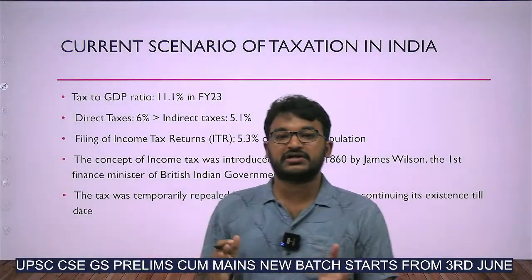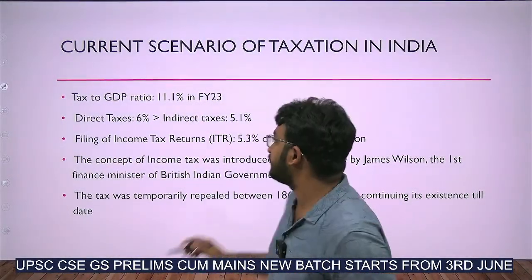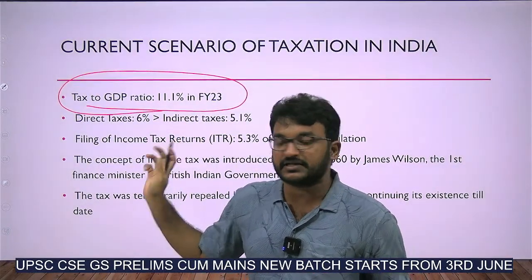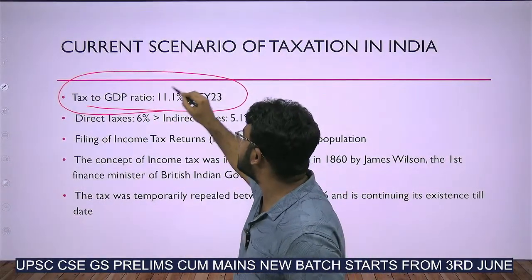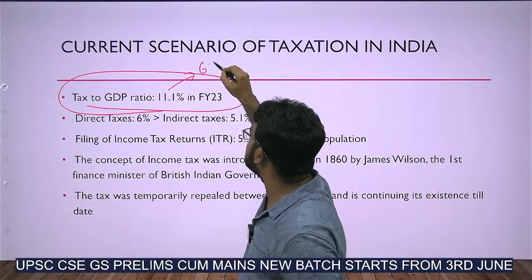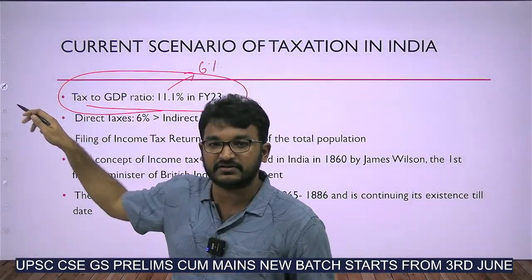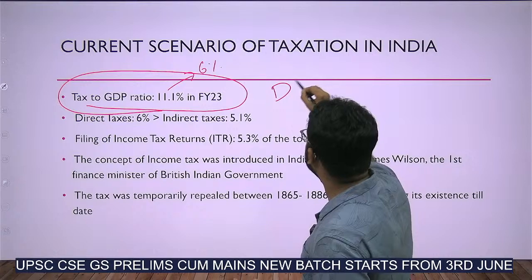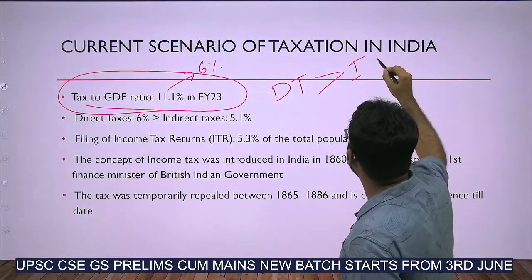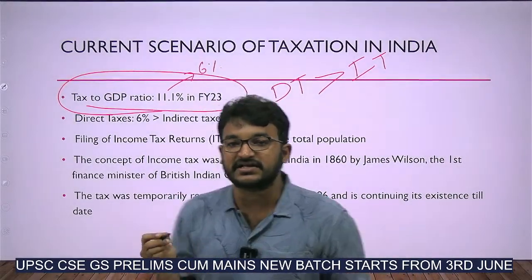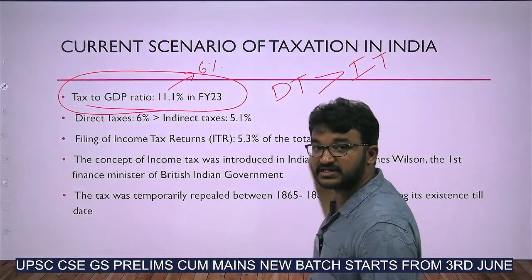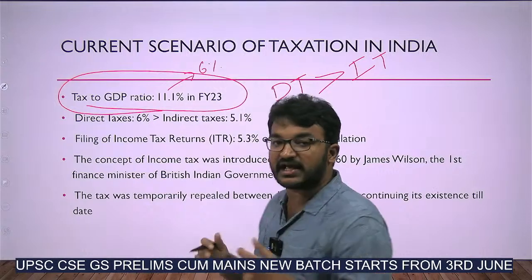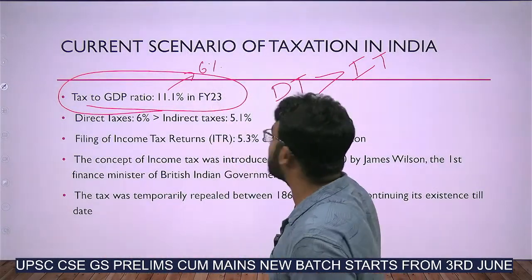And to know about the different taxation in the current scenario, presently the tax to GDP ratio is 11.1% in financial year 2023. Out of this 11.1%, direct tax is 6.1%, around 6%, as we had seen in the earlier slide. So it is clear that in India, direct tax is greater than indirect tax. Income from direct taxation is always greater than income from indirect taxation. This is a post-1991 phenomenon. Before 1991, indirect tax used to be higher. Post 1991, direct tax is higher.